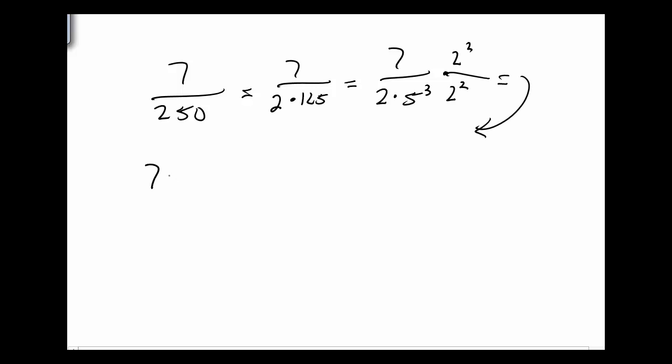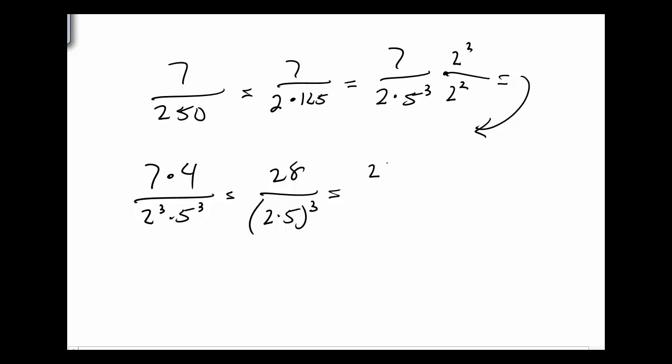All right, so I have 7 times 4 up top, and I have 2 cubed times 5 cubed. So I have a 28 on top, and then I can pull out the exponent, so 2 times 5 cubed. So 28 over 10 cubed.